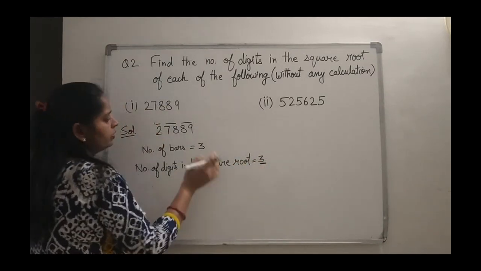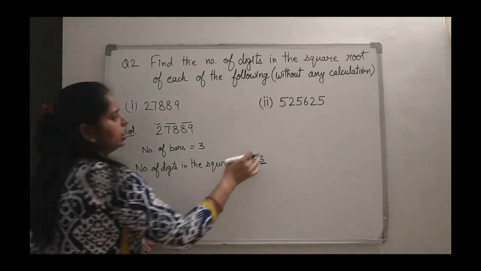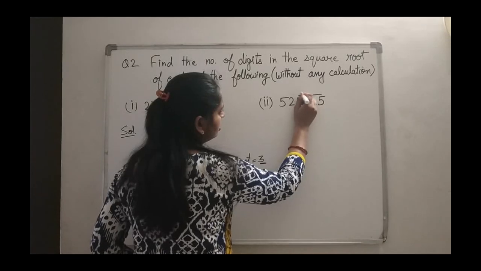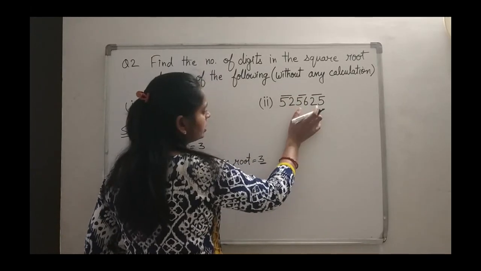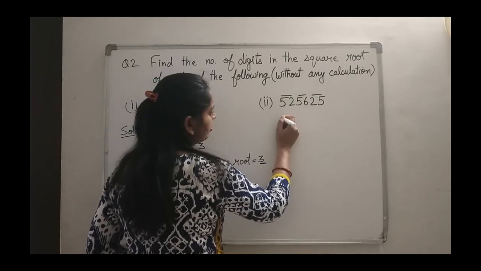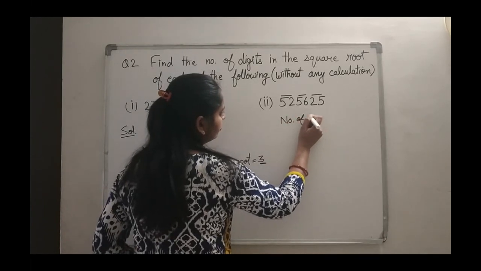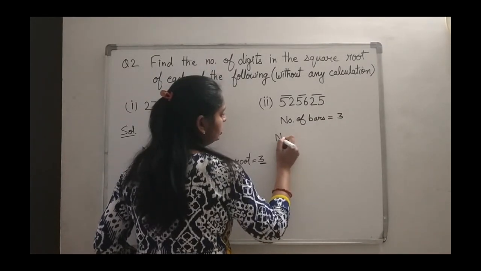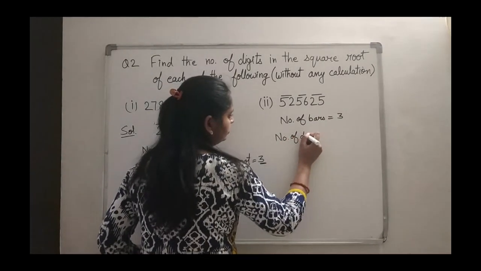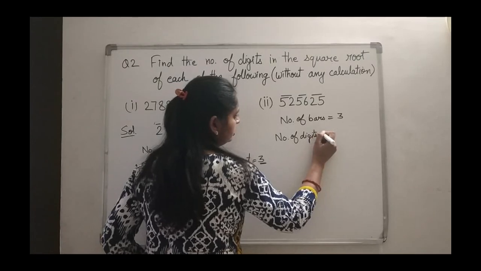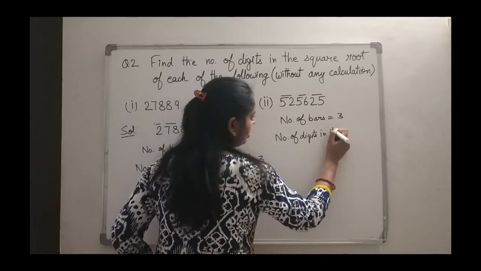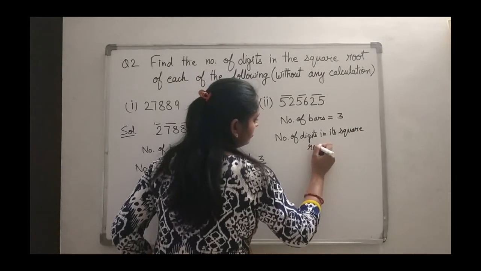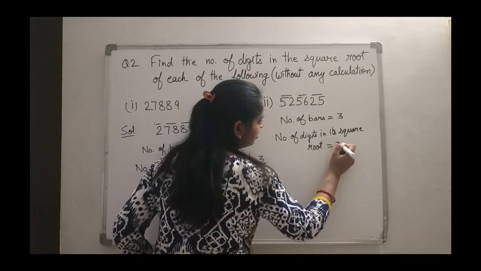That square root will have how many digits? So 3 digits. Here also you can see, put the bar. Here complete pairs are there, then also 3 bars are there. So number of bars is 3. So number of digits in its square root will be equal to 3. Okay.